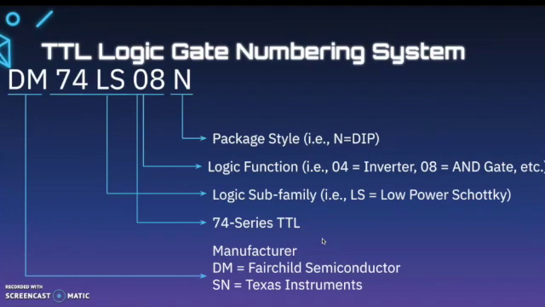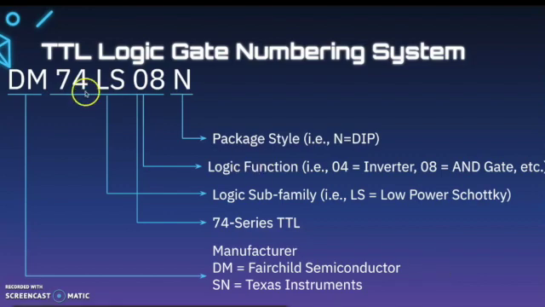So let's talk about how we number our electronic components. The first thing that we look at is actually our manufacturers. There are two main electronic component manufacturers. We have Fairchild Semiconductor, which is labeled DM, or SN, which is Texas Instruments. Most of the components that we would use in class are actually from Texas Instruments.